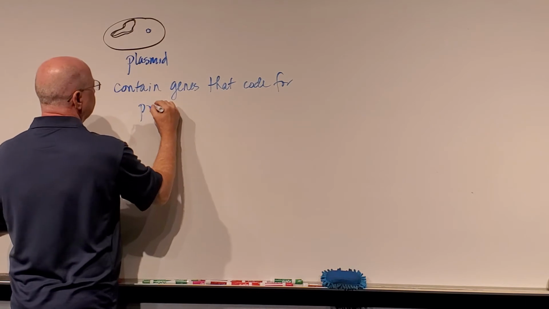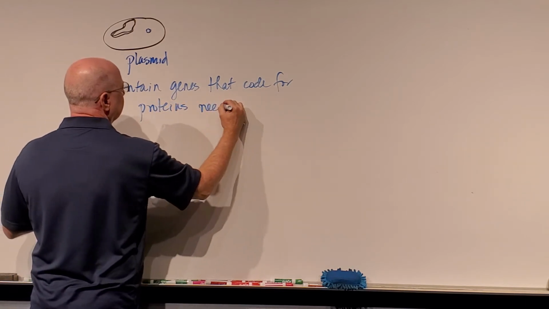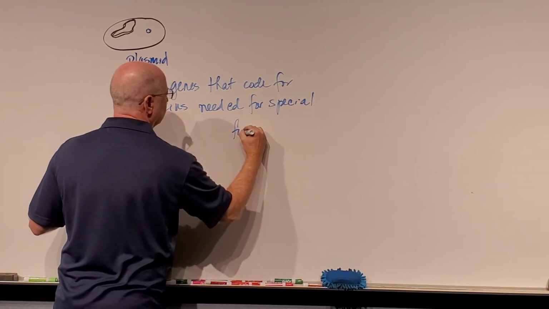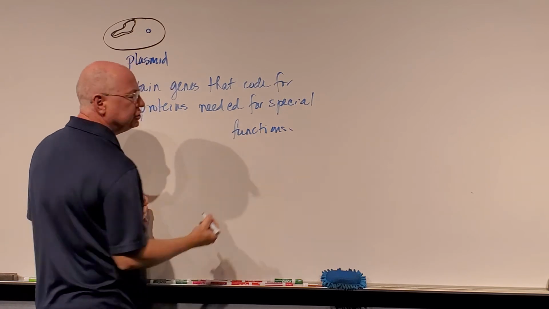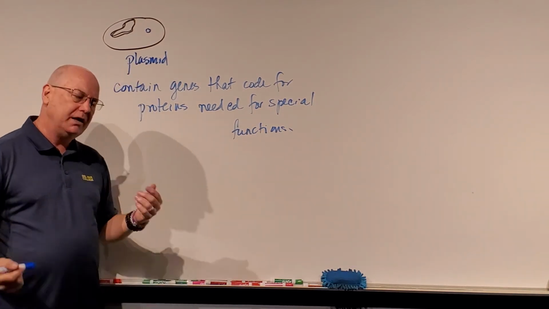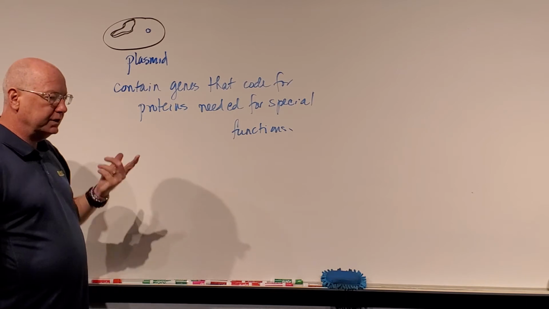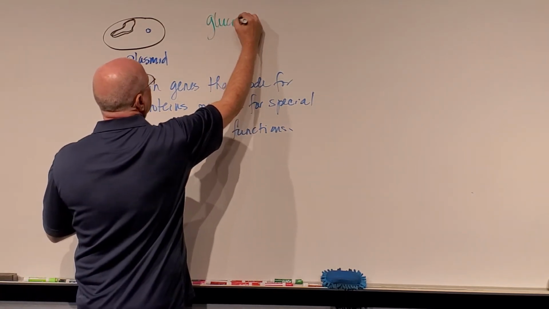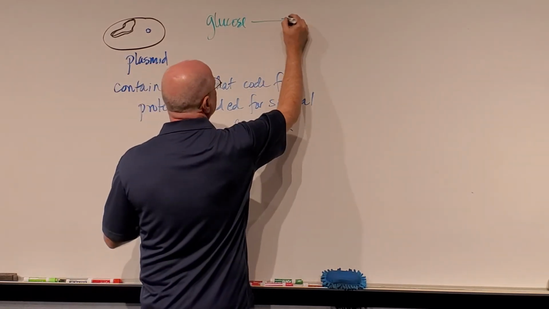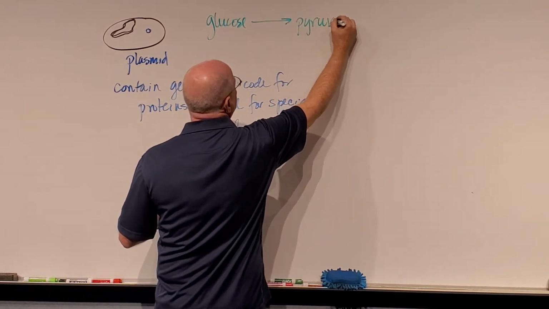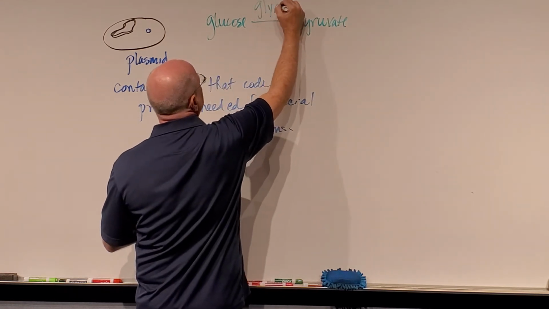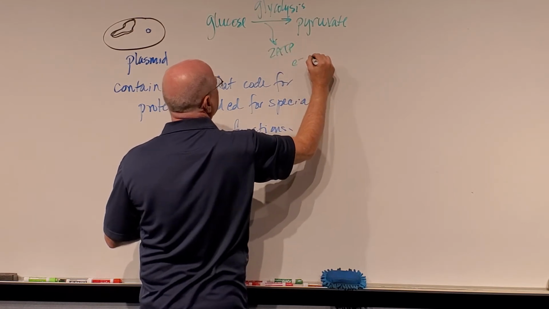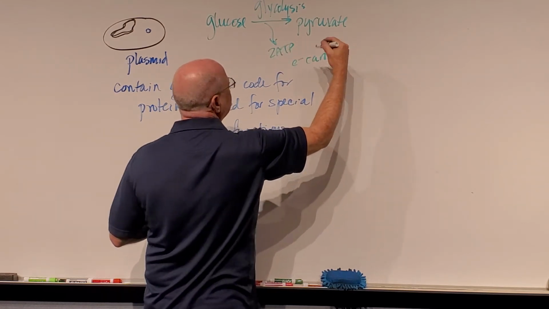that code for proteins needed for special functions. That's a simplistic way of thinking of it, but I'm a simple guy, and so this is how I think about it. For example, we know that lots of organisms can take glucose and turn it into pyruvate in a process called glycolysis. We've talked about this when we did cellular metabolism, and out of that we get some ATP, and we get some electron carriers in the form of NADH and some other stuff, okay?